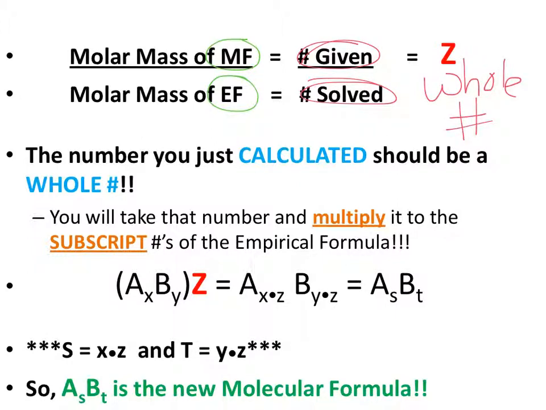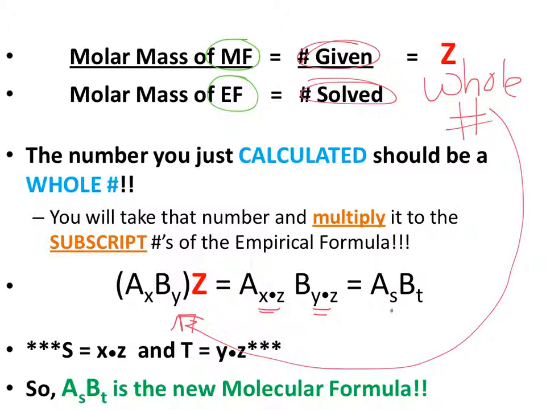Okay? And once you have that number, you're going to take it and you're going to multiply it times the subscripts in the empirical formula. So if you notice, it was AX, BY. And X and Y can be any numbers. And so what we have is we're going to multiply each subscript by that total.